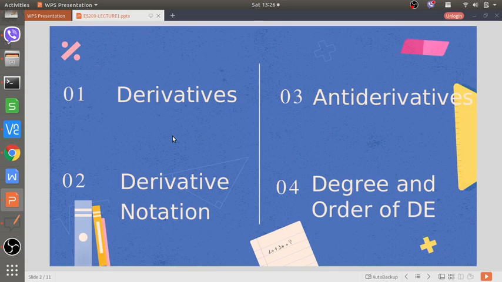So, atong objective sa karon nga discussion is i-review nato ang derivatives, derivative notation, antiderivatives or integration, then lastly is ang degree and order of differential equations.